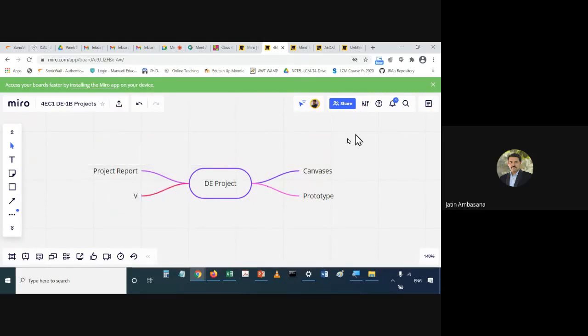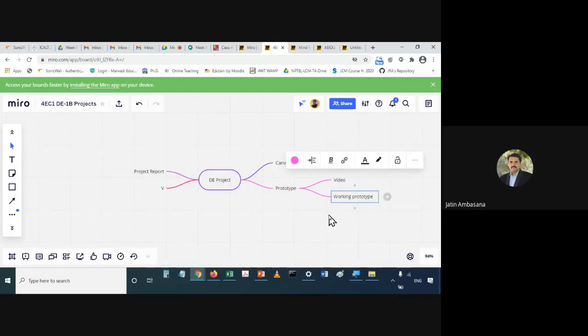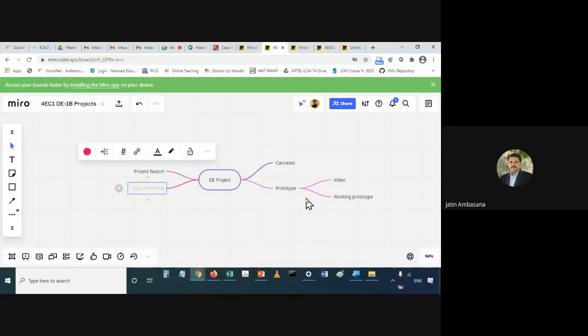So for the prototype itself you may need a video of the prototype. Then I'll again click plus, working prototype. Okay, you can see how it goes, it just zooms out, right? DE projects or report. Then you also have a presentation to be made, right? So these are some of the things that you have to take care of.